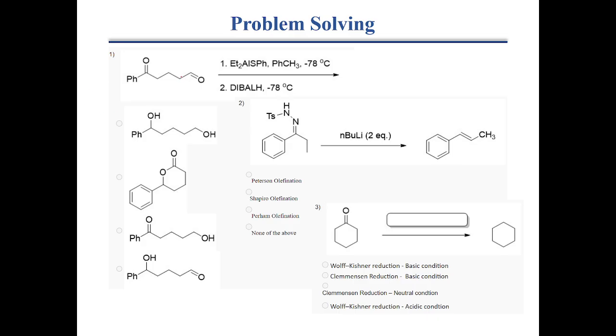First question is this one. So under diethyl aluminum sulfide at minus 70 degrees centigrade, then they have used DIBAL-H. So what happens there between ketone and aldehyde? This is the ketone one, and this is the aldehyde. Between these two, aldehyde is more electrophilic. It's more electrophilic.